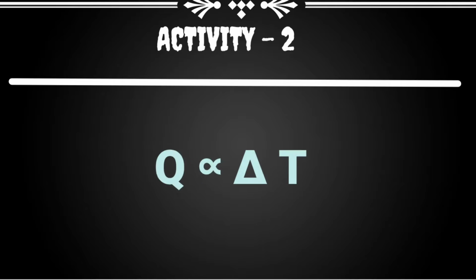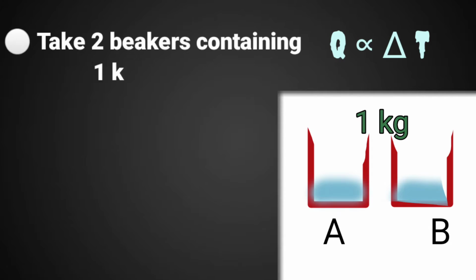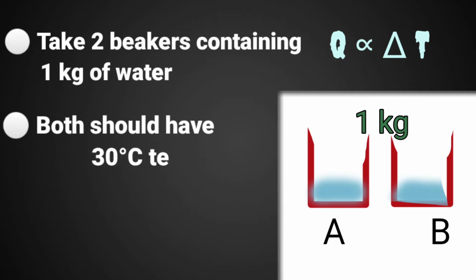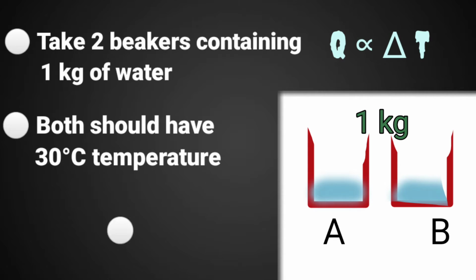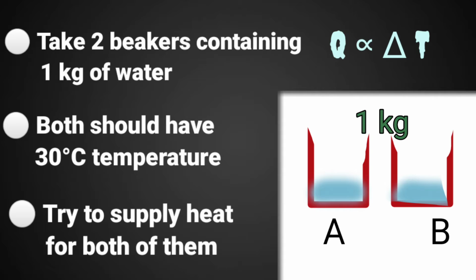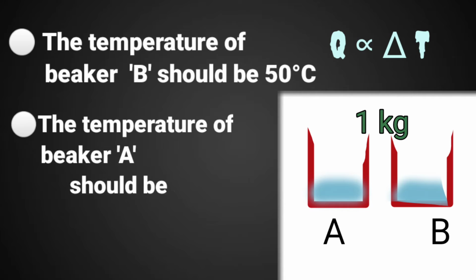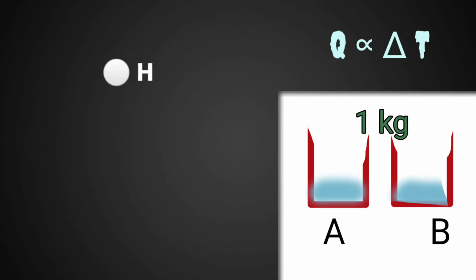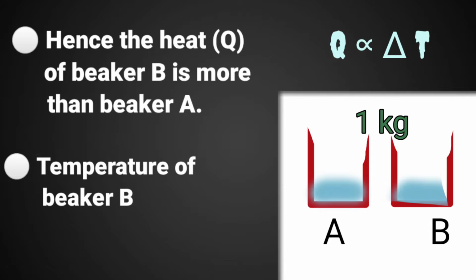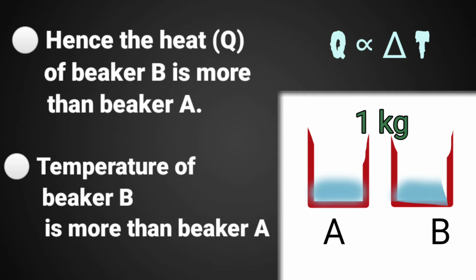Now the second activity. To prove that heat is directly proportional to change in temperature, take two beakers containing 1 kg of water, named A and B. Both should be at 30 degrees Celsius. Supply the same heat for some time. The temperature of beaker A reaches 50 degrees Celsius. The temperature of beaker B reaches 80 degrees. But we are giving the same time. Hence, Q of beaker A is less and its temperature change is less. Q of beaker B is more and its temperature change is more. Hence, Q is directly proportional to change in temperature.